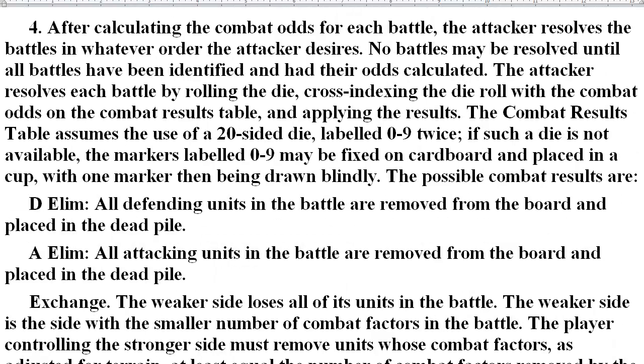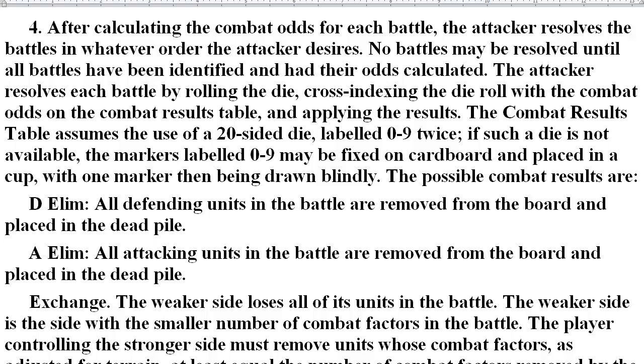We now proceed to resolve the attacks. We've split all of the combat into battles. All of the battle odds have been calculated, and the attacker then gets to resolve the battles in whatever order he or she desires. The way you do this is that for each battle, you roll a die, and you go to the combat results table.